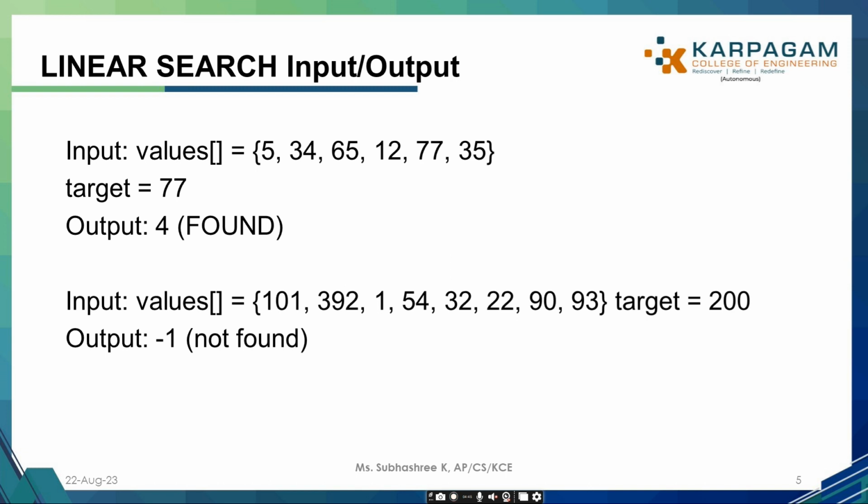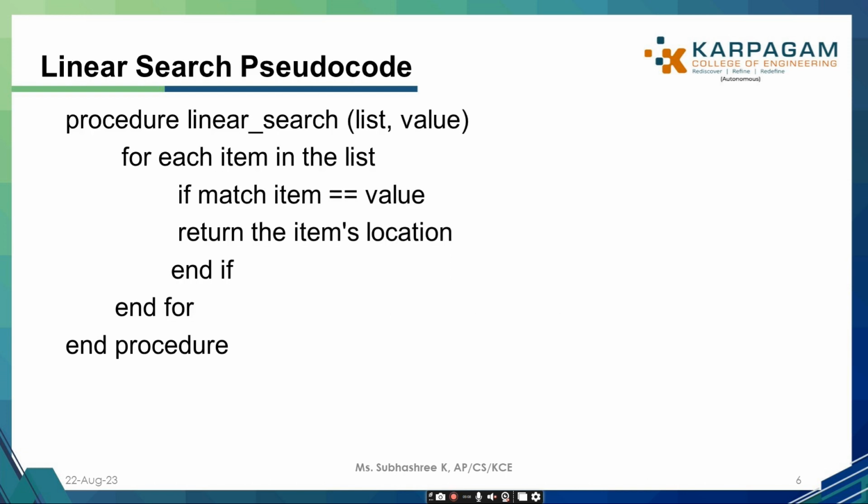The iteration variable is incremented by 1 and the value is 1. 1 is compared with 200, still it is not equal. Now moving on to 54, still it is not equal, till the value 93. It is compared and the iteration gets completely over, and hence the final result will be -1, stating that the target value 200 is not found in the given set of values. So here is a pseudocode.